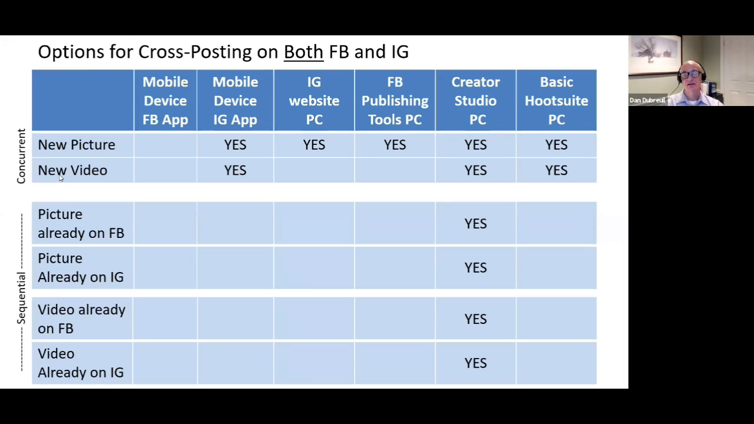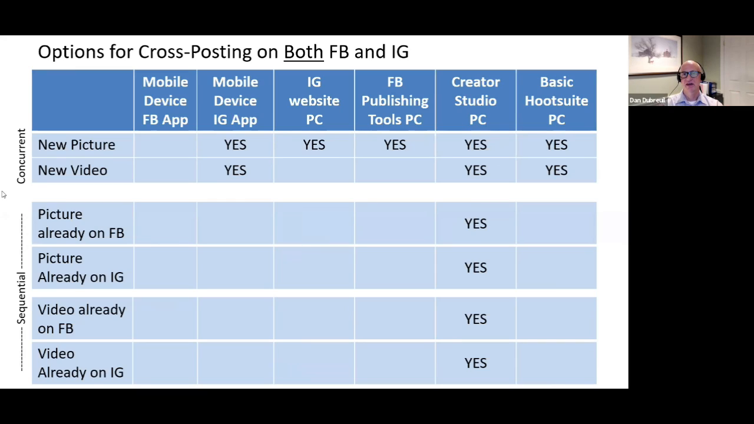With a video, it gets a little tougher. You can post a video using the Instagram app on your phone to both Facebook and Instagram. You can't use the web version of Instagram to do that, and you can't use Facebook publishing tools to do that. Okay, those options just don't exist. You can use Facebook Creator Studio to do that. You can also use Hootsuite to do that.